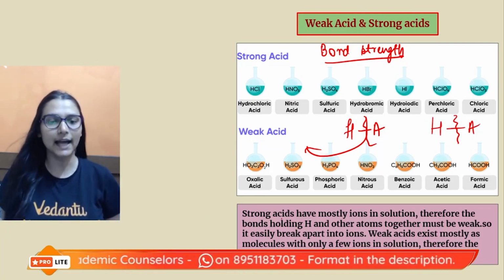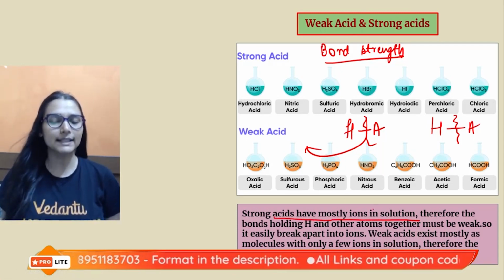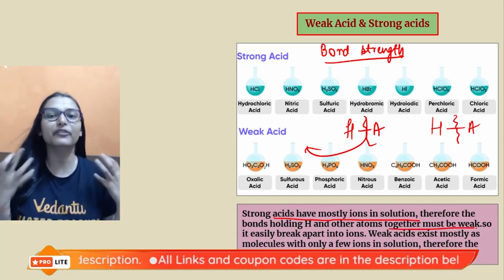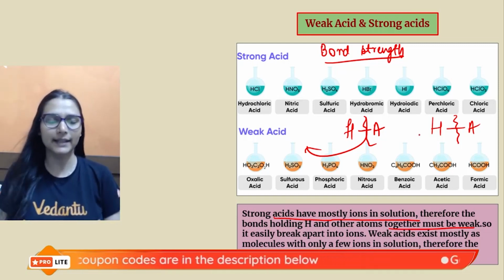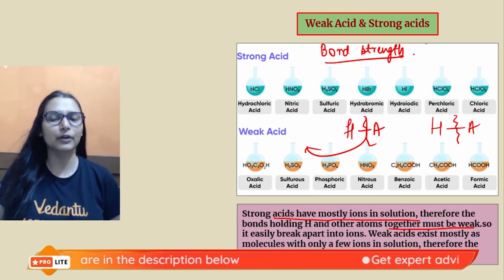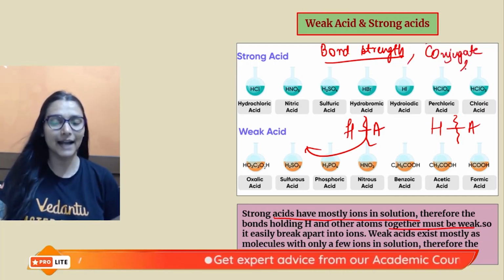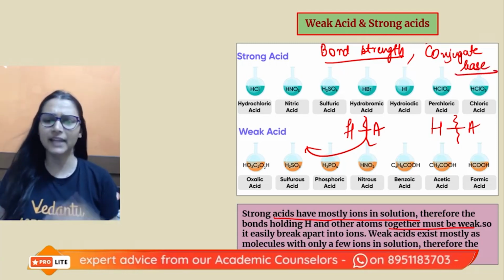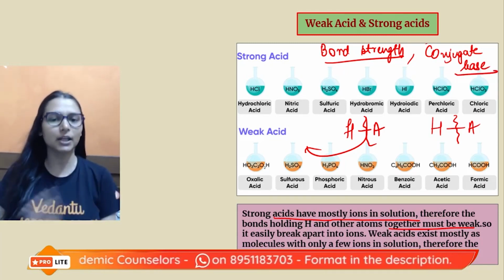So you can say that strong acids have mostly ions. So the bond between hydrogen and the negative ion must be weak. It's weak, so it will break easily, right? And vice versa. Similarly, we have other factors also, like stability of the conjugate base that is formed once the H plus is lost. These are again higher class concepts, so we would stick over here.